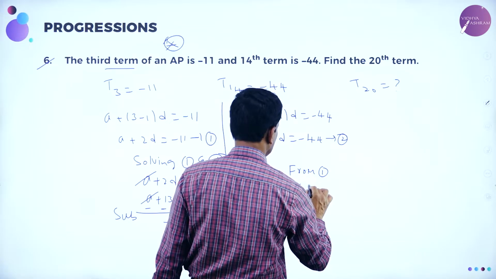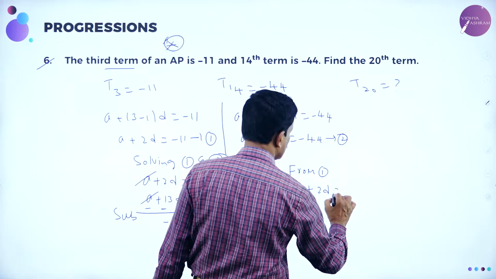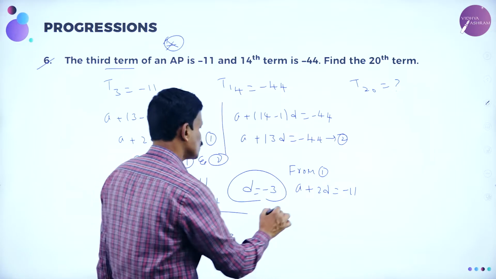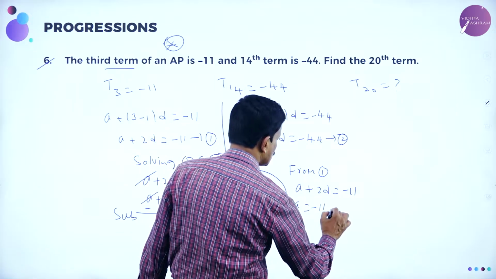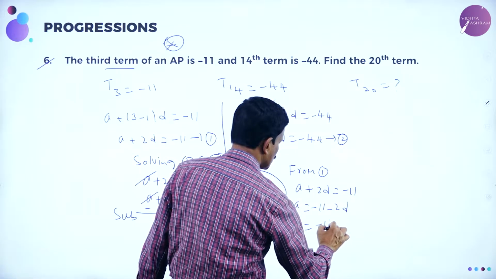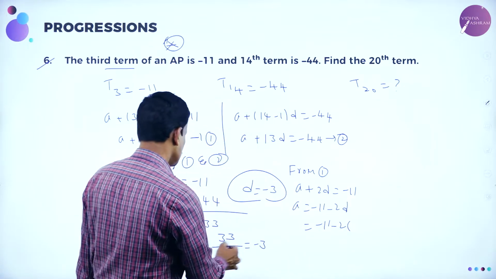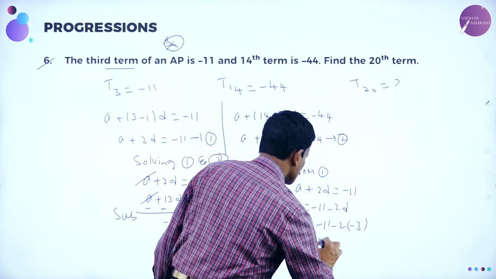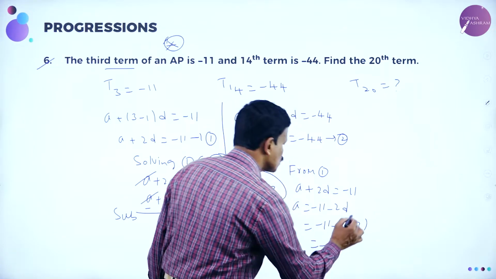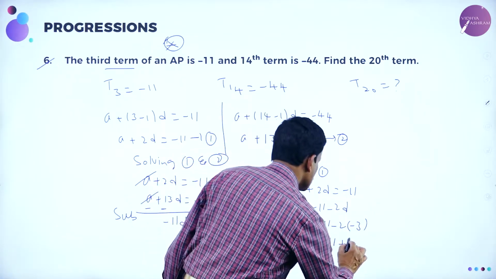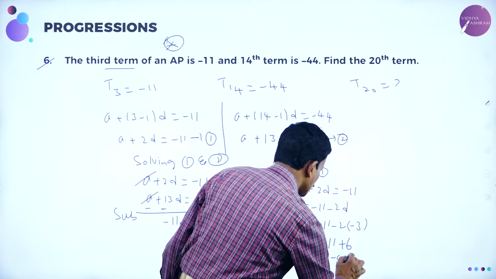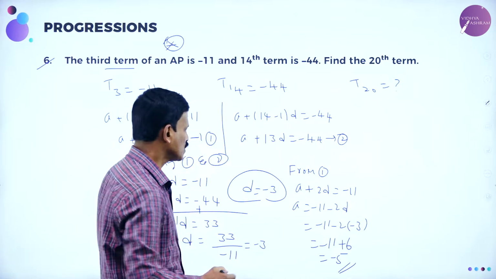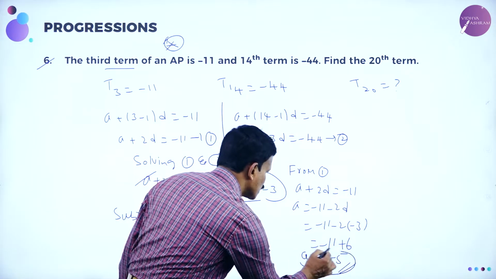from equation number 1, A plus 2D is equal to minus 11. So, A is equal to minus 11 minus 2D, which is minus 11 minus 2 times minus 3. Minus into minus, 2 threes are 6. So this is equal to minus 5. Minus 5 is the value of A. A is equal to minus 5.